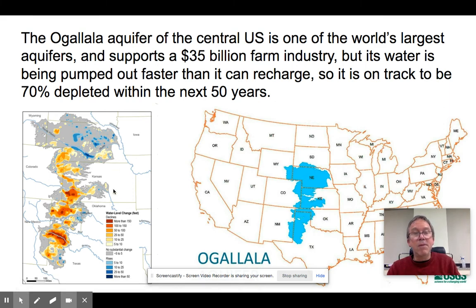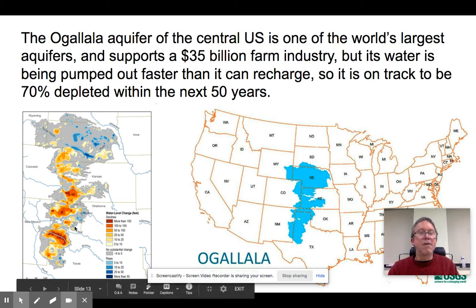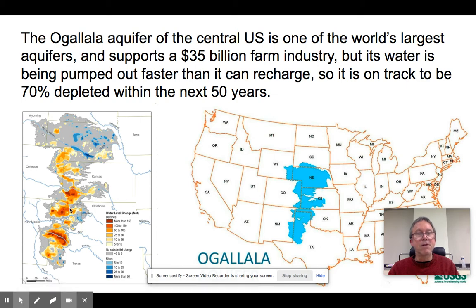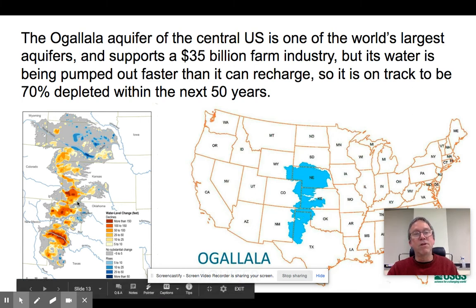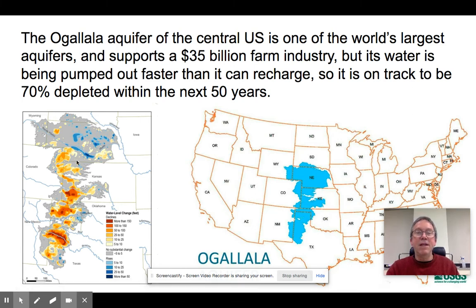So here's a detailed map showing the declines in terms of how many feet of decline there is. You can see in this area, where the water was in the well, it has gone down in some places up to over 150 feet. That's a lot. That's like 50 meters. So there has been significant depletion of this Ogallala Aquifer, and they think basically by half a century from now, when you're my age, it'll be mostly gone.